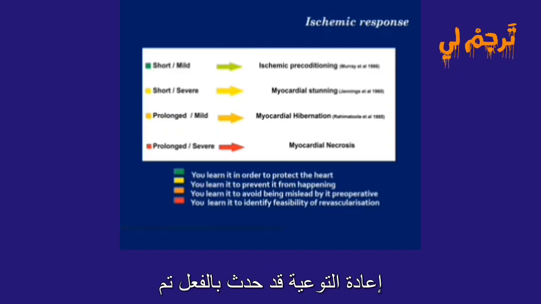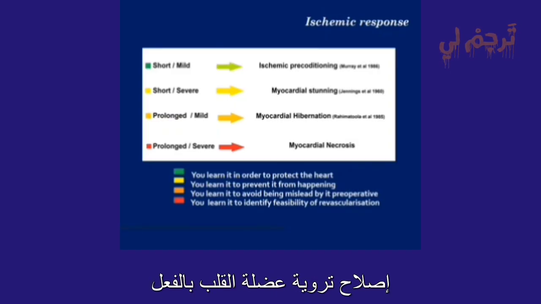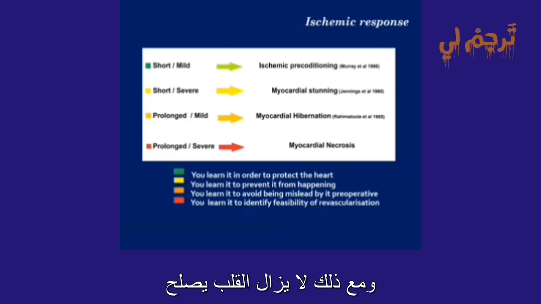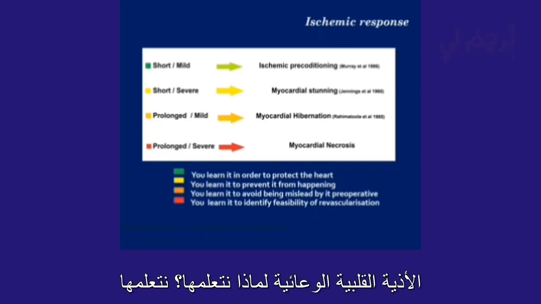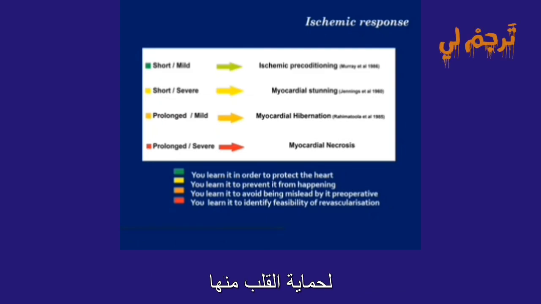Revascularization has already happened, myocardial perfusion is already fixed, however the heart is still repairing itself due to this ischemic insult. Why do we learn it? We learn it in order to protect the heart from it and understand it post-operatively. If you manage to perform a good myocardial protection, you will hopefully be able to avoid myocardial stunning.